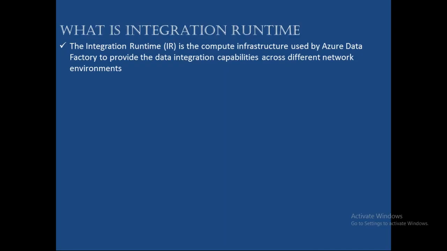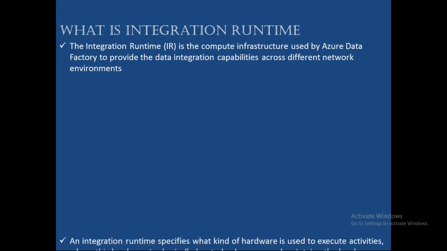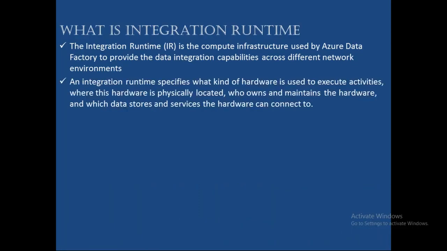You can do anything. What is IR? IR is a compute infrastructure. It's a computational power that we are giving to the data factory. And it executes activities, where this hardware is physically located, who owns and maintains the hardware, and which data store services the hardware can connect to. We know there are different types of IRs we have.